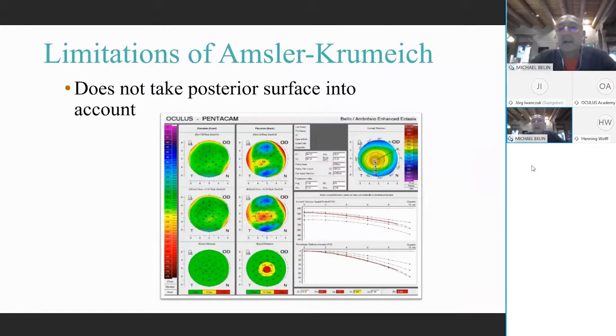And as we already said, Amsler-Krumeich completely ignores the posterior corneal surface. And this is really critical, particularly now that we have modalities other than what we only had 50 years ago, which was penetrating keratoplasty or contact lenses. So again, 50 years ago, our only treatment modalities were for late-stage disease. That's not true any longer. We need something that allows us to diagnose and stage early disease, and that is not Amsler-Krumeich.